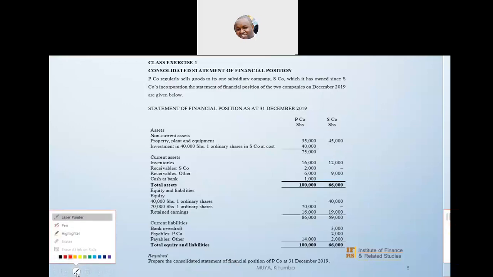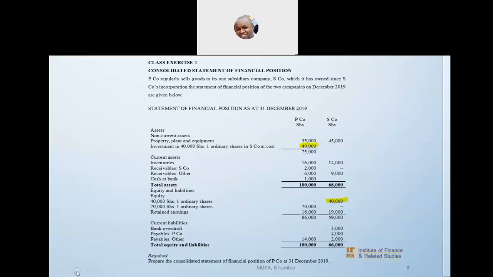What do we do? What we do is, number one, we cancel out those items that appear as a liability in one and an asset in the other. And the example that we gave is investment in subsidiary. So this amount, 40,000, should be eliminated. But what is the corresponding liability? The corresponding liability is the 40,000 shillings ordinary share capital. So these two should cancel out each other.